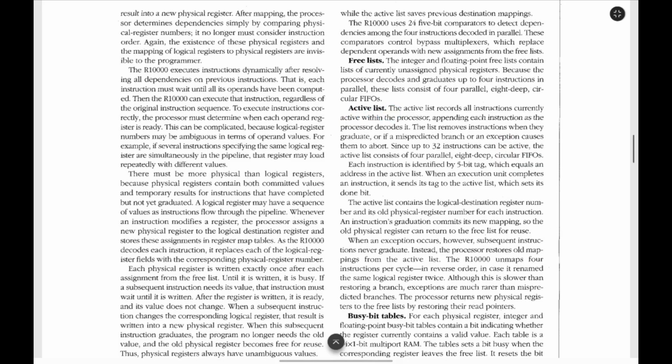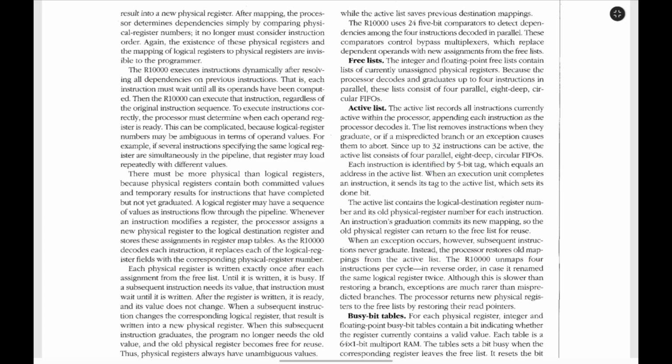The active list. The active list records all instructions currently active within the processor. Depending on which instructions the processor decodes, the list adds instructions, and removes them when they graduate, or if a mispredicted branch or exception causes them to abort. Since up to 32 instructions can be active, the active list consists of 4 parallel 8-bit circular FIFOs. Each instruction is identified by a 5-bit tag, which equals its address in the active list.